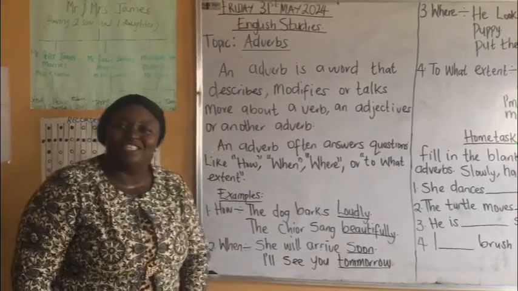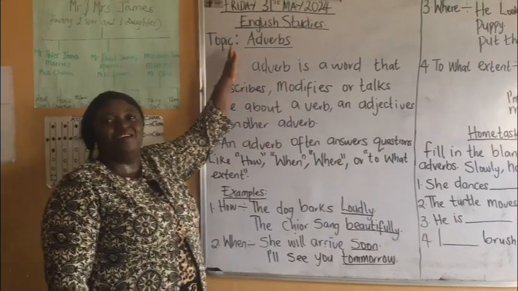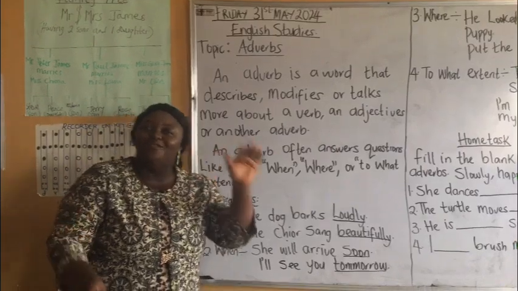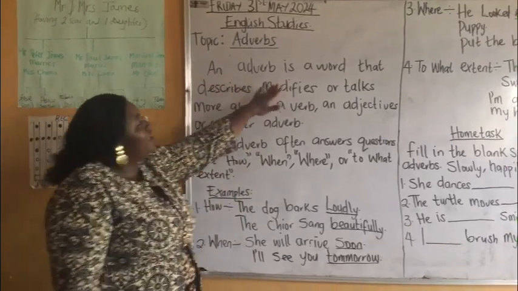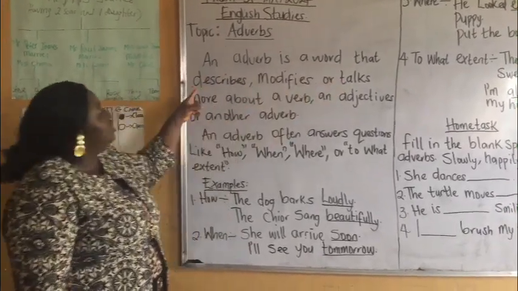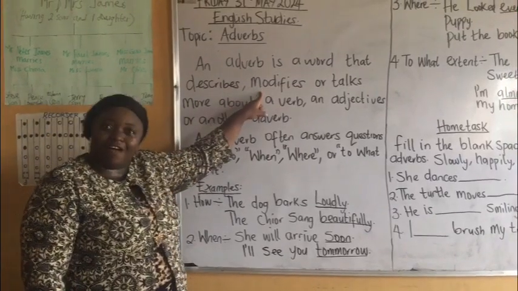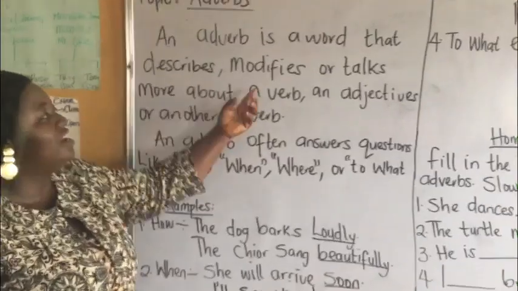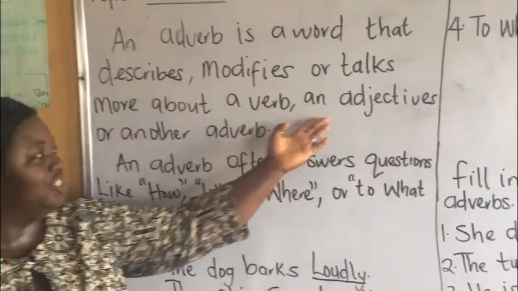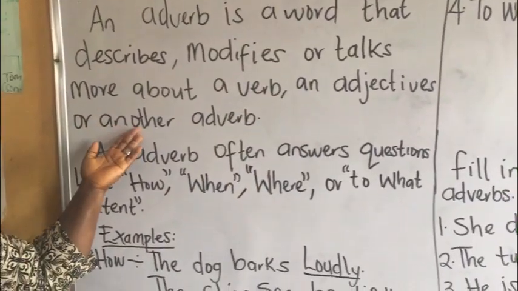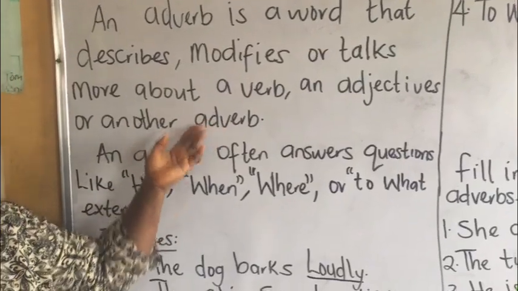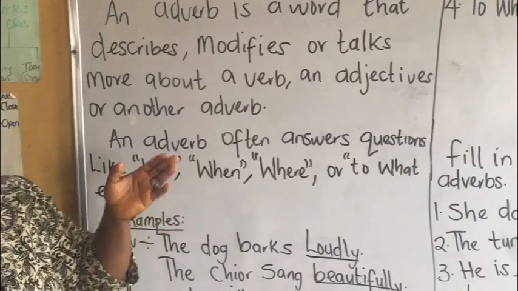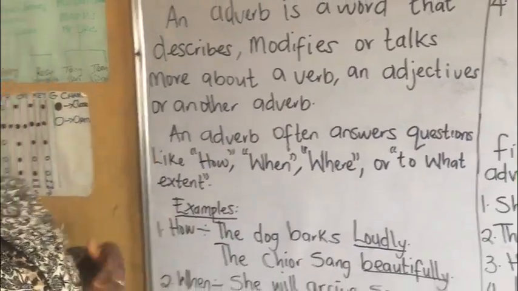Adverbs. Everybody repeat it. Say adverbs. Now we want to talk about the meaning of adverbs. An adverb is a word that describes, modifies, or talks more about a verb, an adjective, or another adverb. An adverb often answers questions like how.